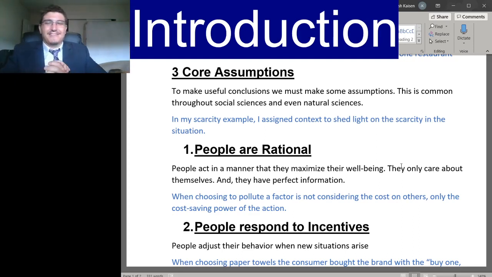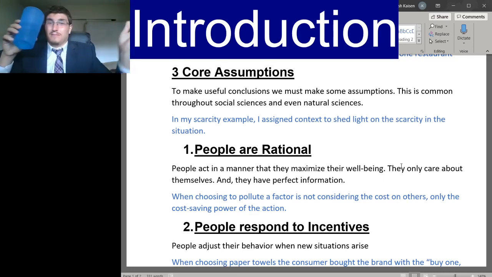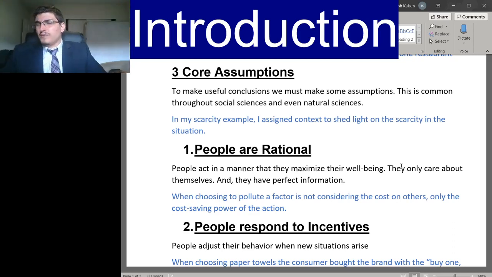Now, the ones that we're going to make in this course are a little bit restrictive, and I'll explain when we get to them. But without making these assumptions as to the baselines of human behavior, we're not really going to be able to extrapolate any scientific hypotheses from any of our questions or any of our analysis. So we make it to enable that approach. The first assumption we're going to make is that people are rational. Right off the gate, this is a big one.